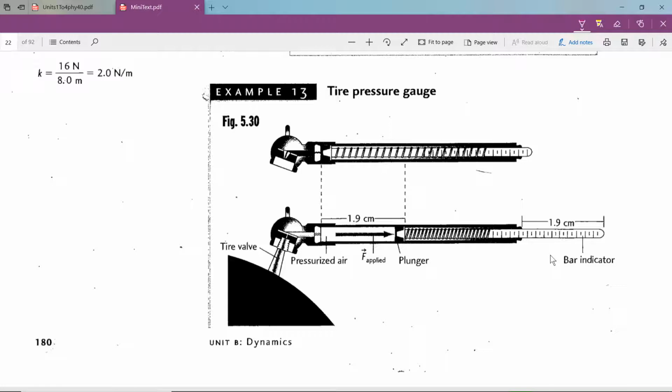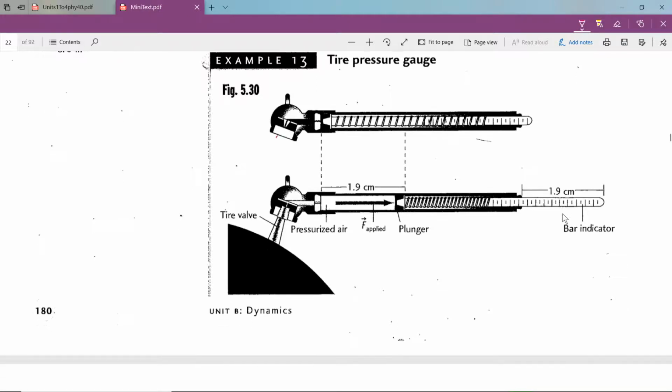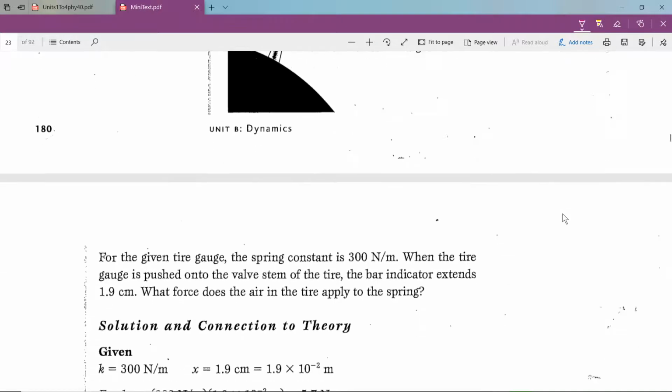speaking of cars and things, you have a tire pressure gauge, an old-fashioned one. So the pressurized air, when you attach the head of the tire pressure gauge to the tire valve, is going to push out this little plunger and apply a force. So it's going to squeeze these together, and that's going to relate to the indicator, so you can determine if you need tire pressure or not.